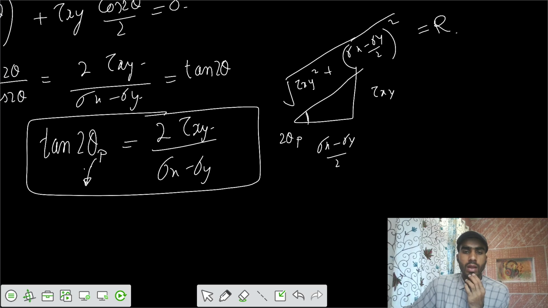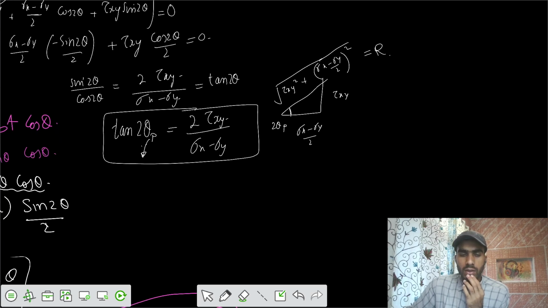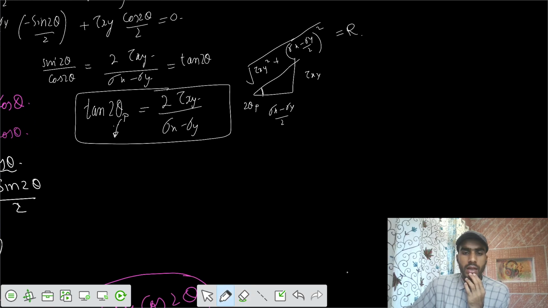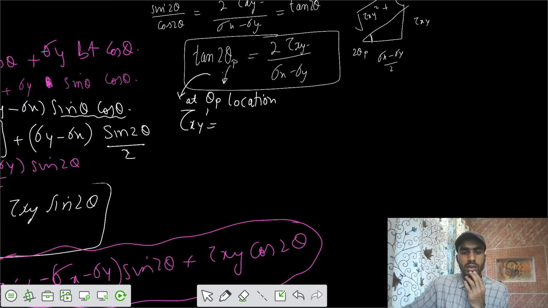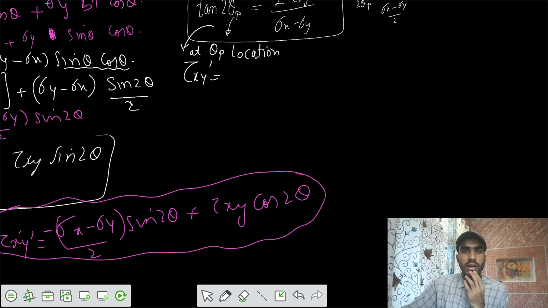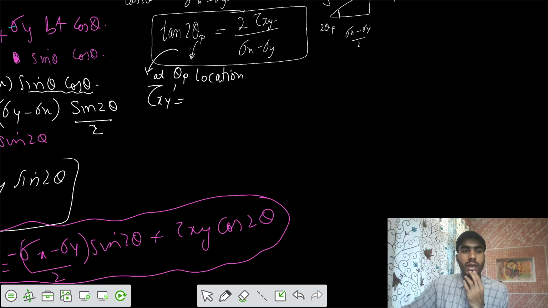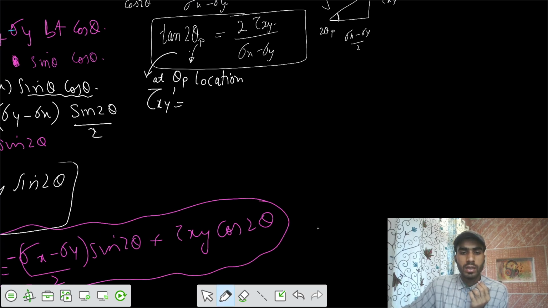Now let's write the tau xy equation at this particular plane, at the theta p location. I want to find the value of shear stress on that particular plane where the normal stress is maximum. Let's write that equation: tau xy dash equals minus sigma x minus sigma y by 2 times sine 2 theta.